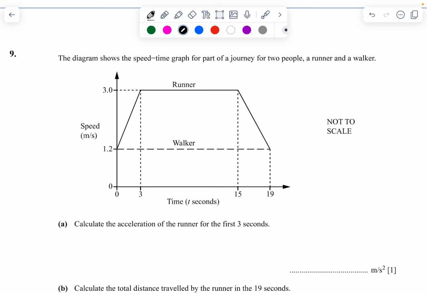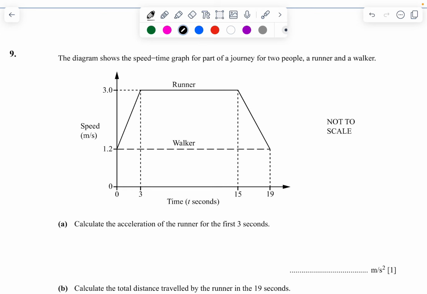So, acceleration. What is the meaning of acceleration? Acceleration means nothing but what? Changing the velocity divided by the time. So I have to find the change in velocity, then divide by the time for the first 3 seconds. So let's start doing that one.